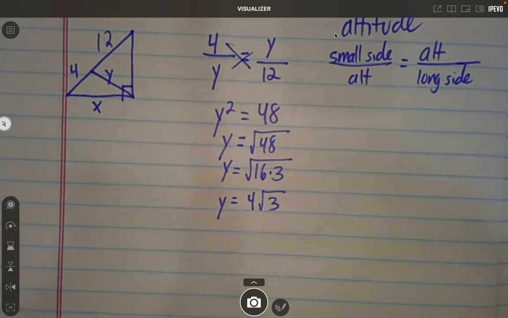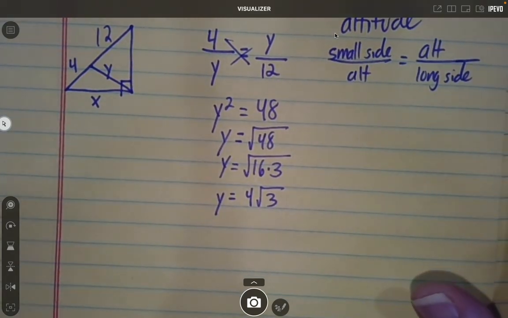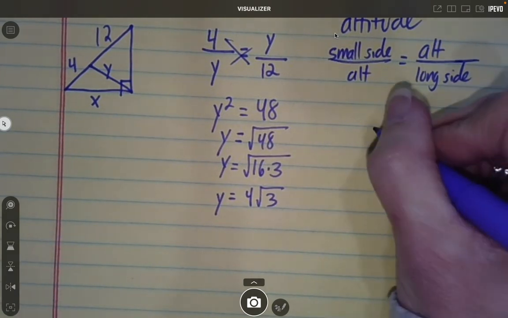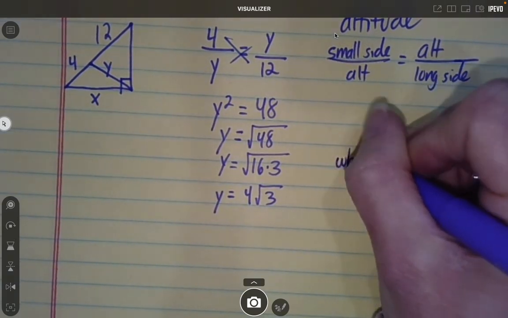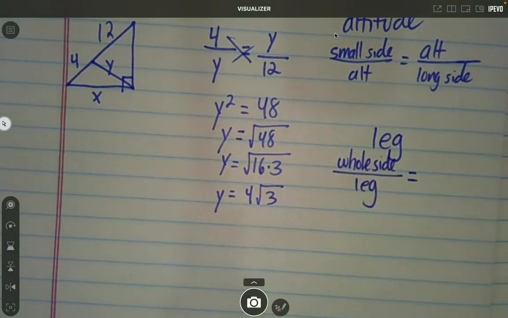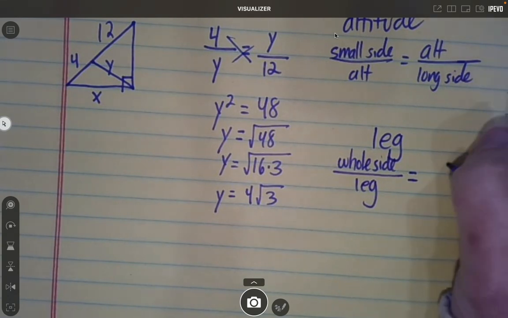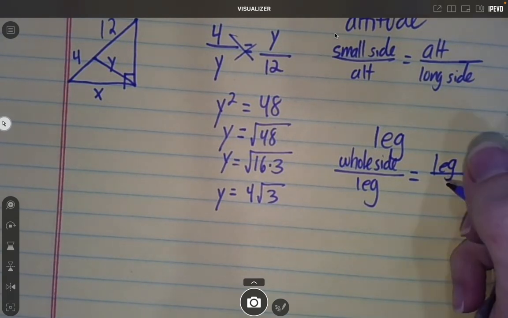Now, how do we find x? X is the leg. So now let's use the leg formula. Let me write this down. If we're going to find the leg, then we do the whole side over the leg equals the leg over the part that's next to the leg, adjacent to the leg. I've got to figure out how to say that.